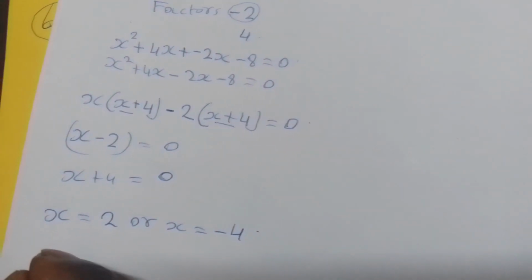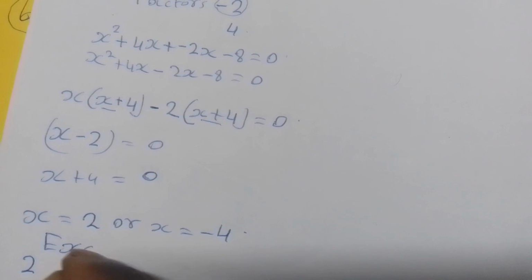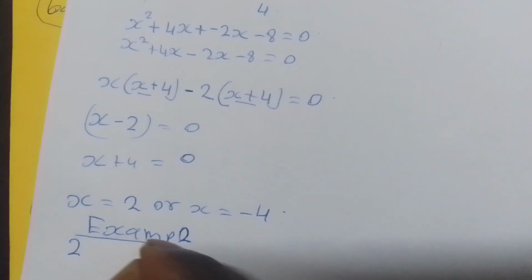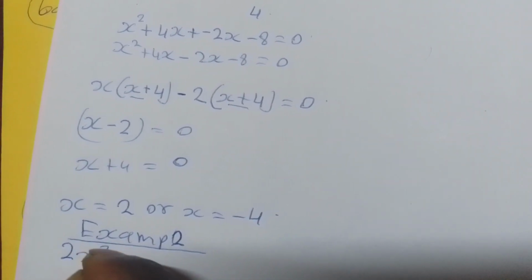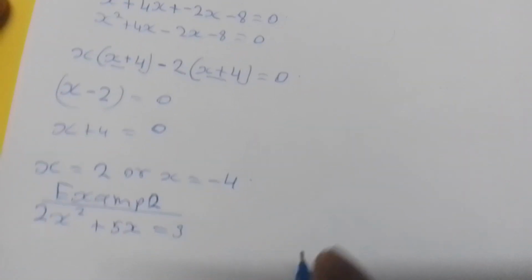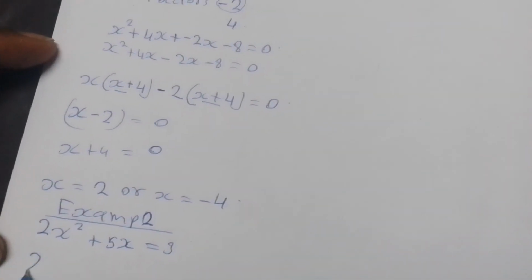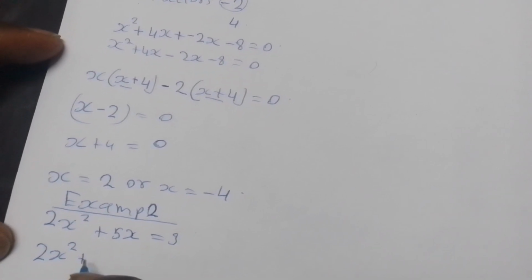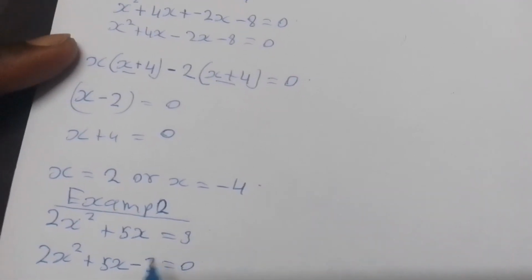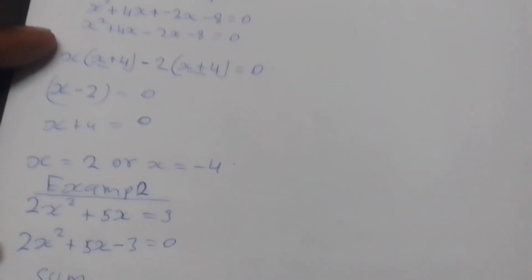Let's take a second example. The second example is 2x squared plus 5x is equal to 3. So 2x squared plus 5x minus 3 is equal to 0. Now to our sum and product.